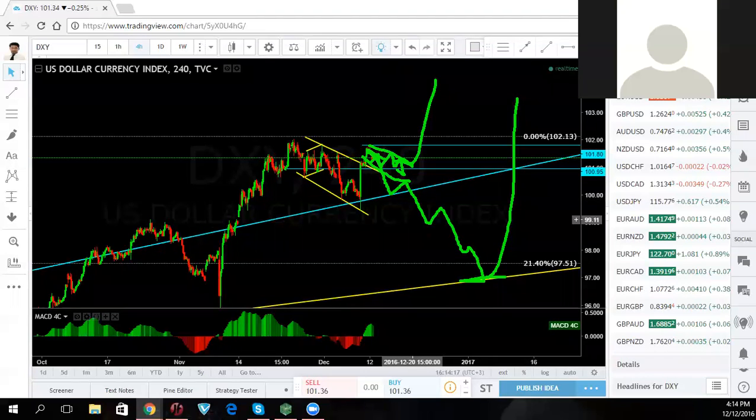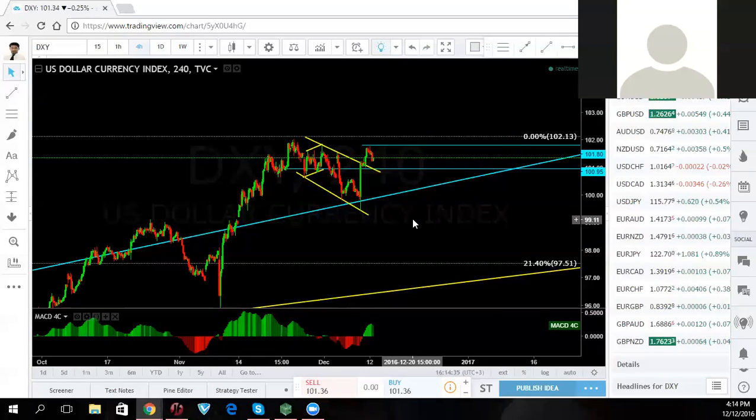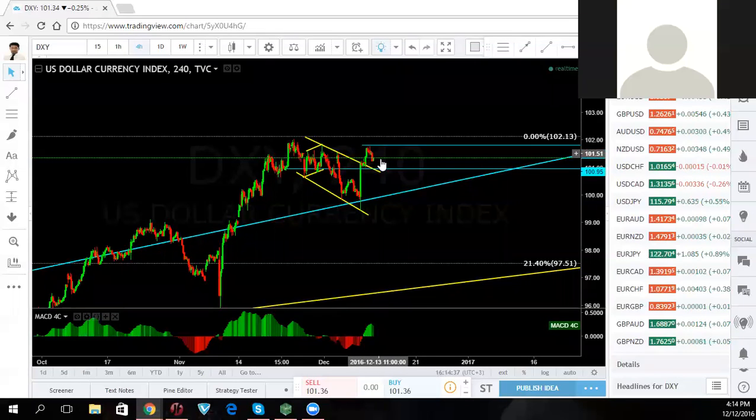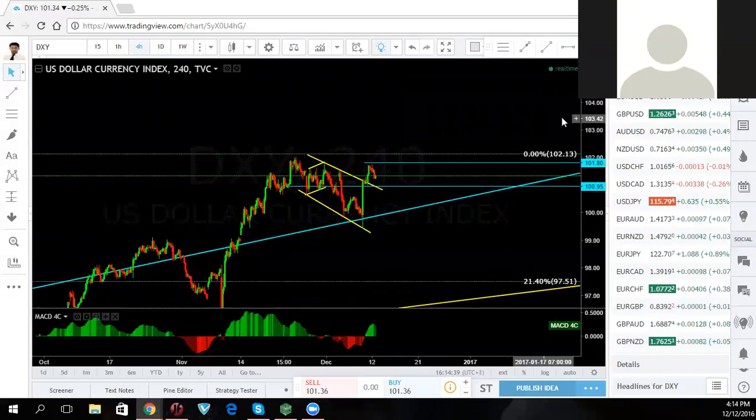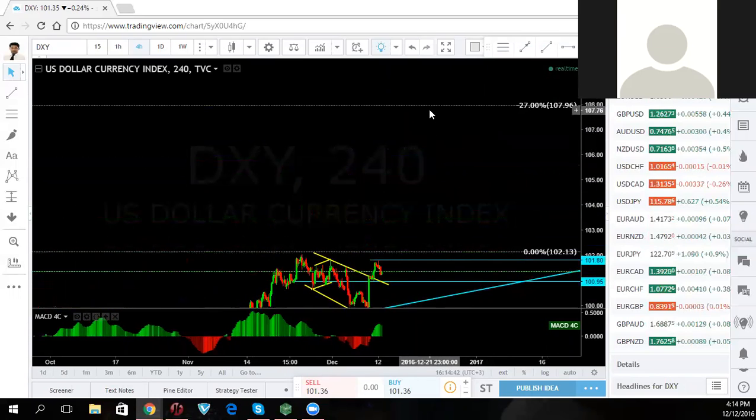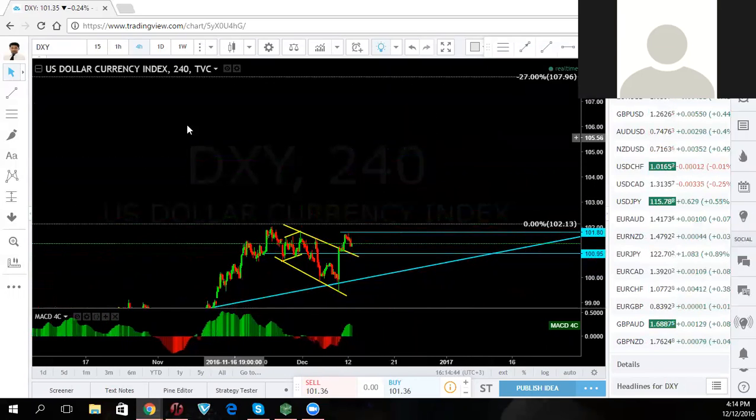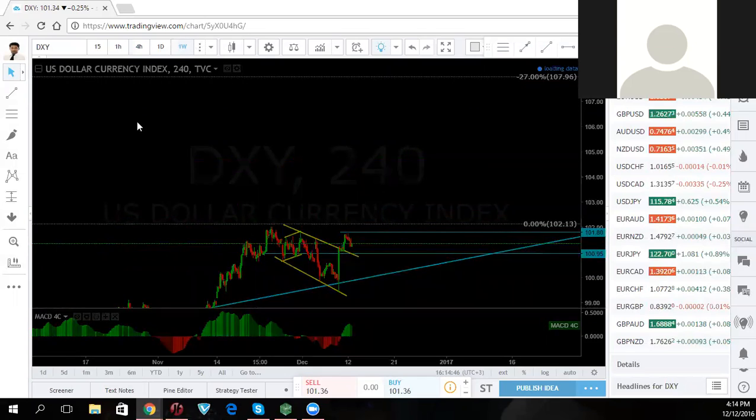Potentially, I think they could make a small flag here, a very small flag, not a big one. So we were watching to see if there were going to be a flag here. And if there's going to be a flag, we're looking for that trade to get to the 270 here, which means more upside for the dollar. That would complete the 5-wave pattern for the dollar.